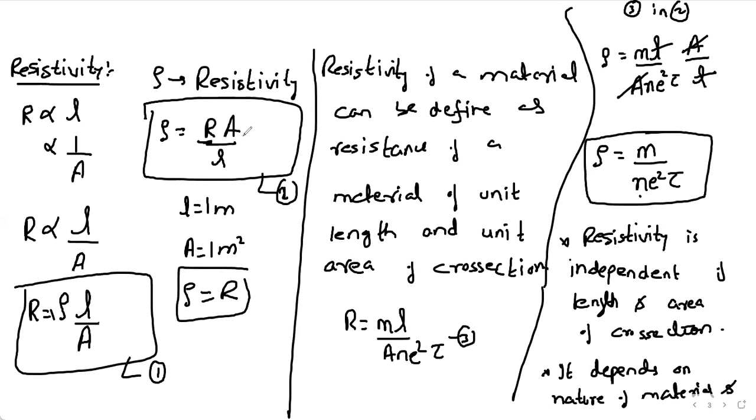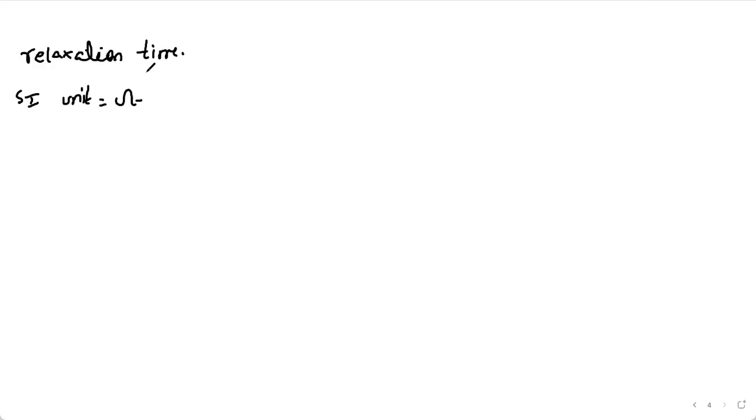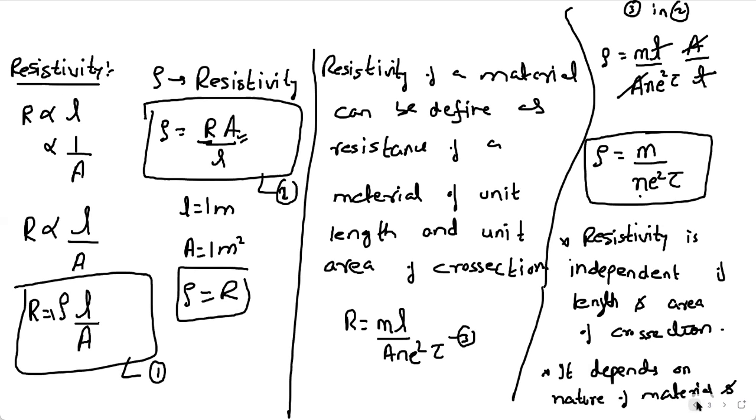What is the unit of area? SI unit of area, Fatma? Meter square. And what about length? Meter. So the SI unit of resistivity is ohm meter. Okay, note it down. We'll do one numerical on resistivity.